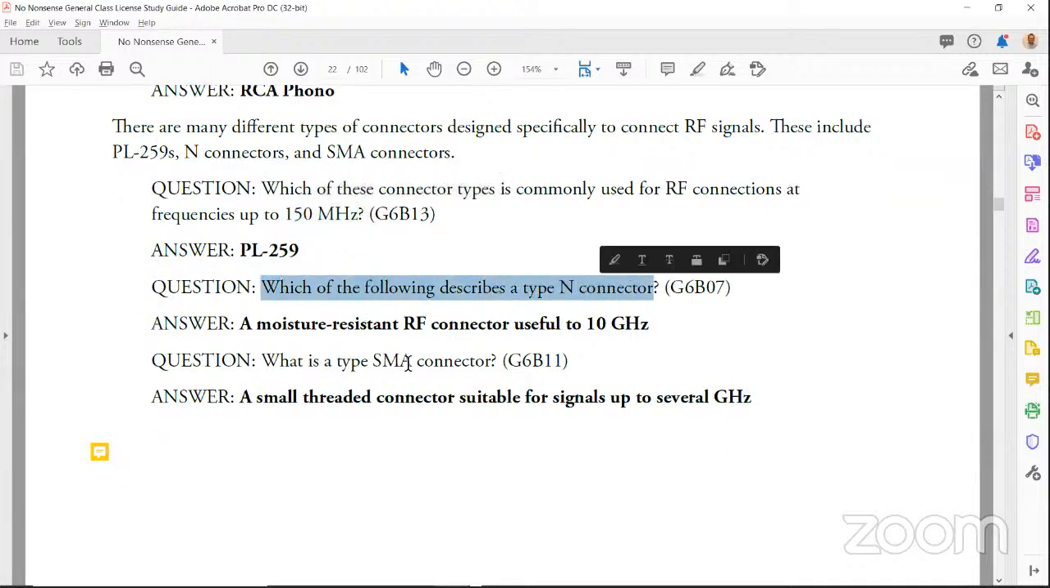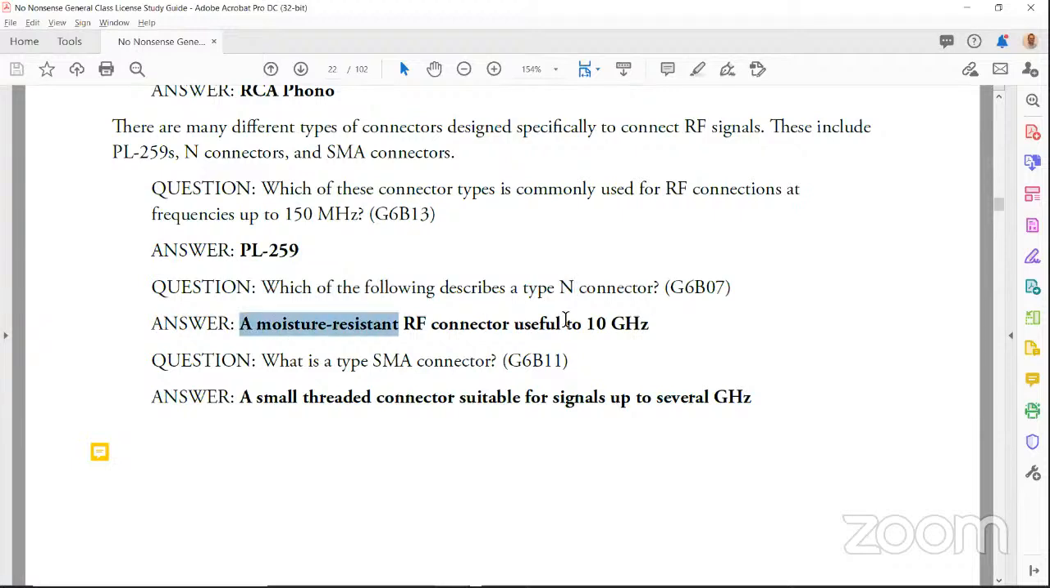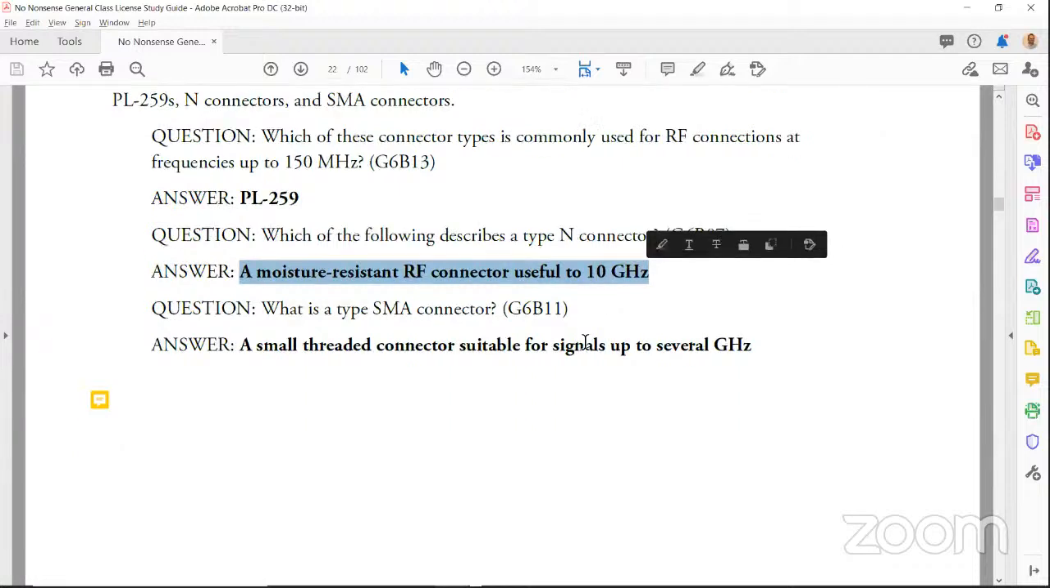Right. Next question. Which of the following describes a type N connector, sometimes called an N-type connector? We learned in the last class that it's described as a moisture-resistant RF connector, and it's useful to 10 gigahertz. That's the reason why we have those points in the slide deck, because you need to know it for the exam. Next question.